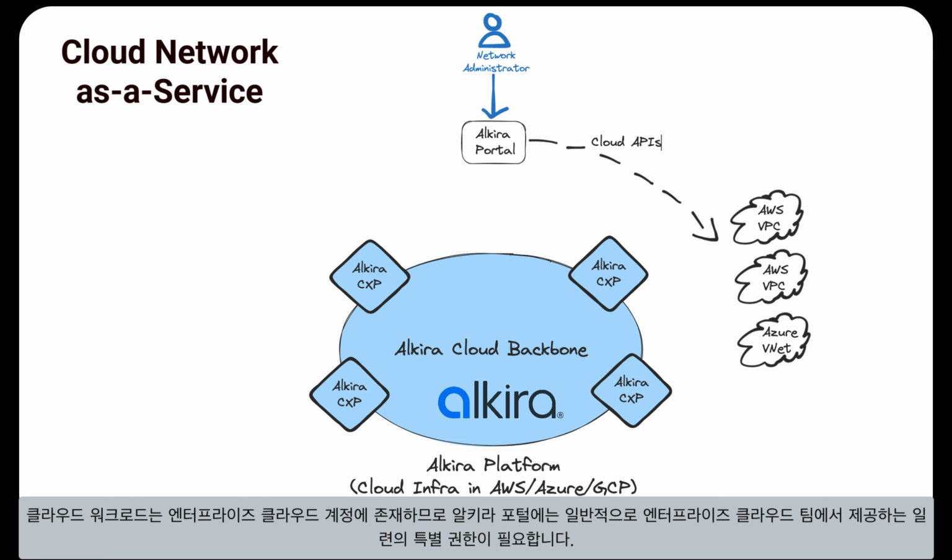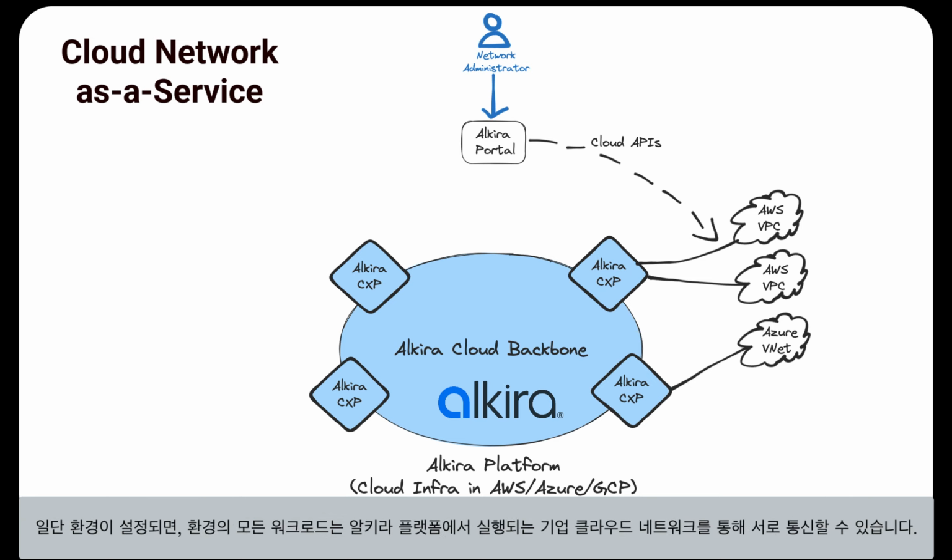Because cloud workloads reside in enterprise cloud accounts, the Alkira portal requires a certain limited set of permissions, which are typically provided by the enterprise cloud team. Once the environment is set up, all workloads in the environment can communicate with each other over the enterprise cloud network running on the Alkira platform.